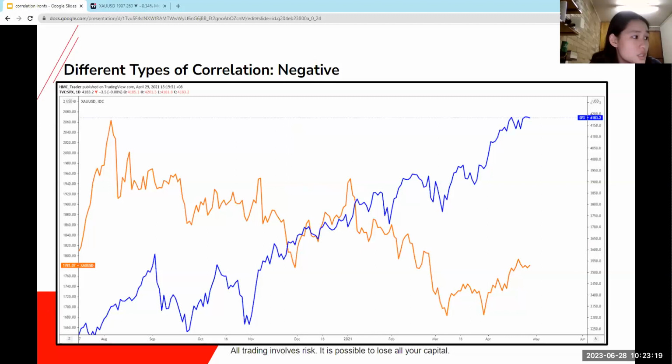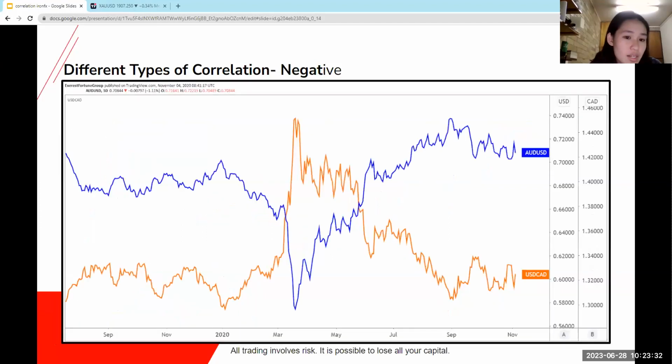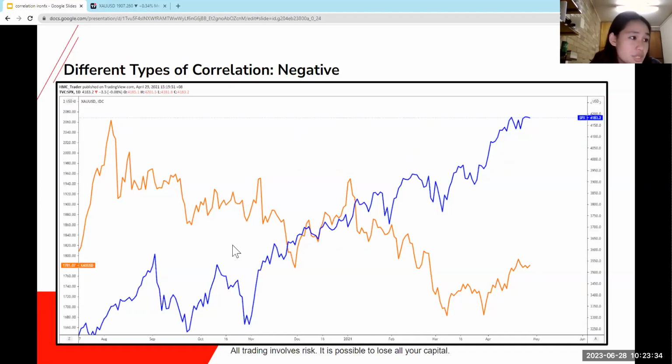Okay, here we are looking at SPX and gold. So SPX is the blue line and gold is the orange. So in this case, we don't have any specific swing highs or swing lows that we can compare, but we can just see exactly the opposing directions in which these two currencies, or rather commodities, are moving. So gold is definitely moving downwards, whereas SPX is definitely moving upwards.